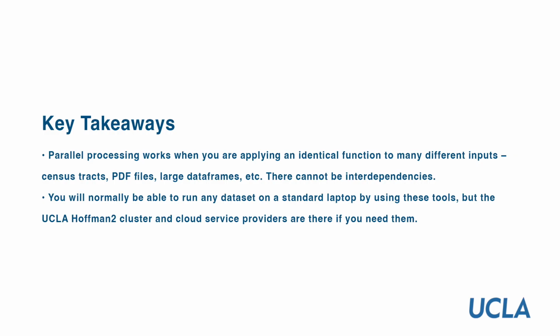The takeaways that I'll leave you with. Parallel processing works when you're applying an identical function to many different inputs. For example, census tracts. You want to run the same operation on every single census tract, or the same operation on every PDF file, or another large pandas data frame. There cannot be interdependencies between your jobs. Often you can run these on a standard laptop, but if you need them, perhaps that's a time to scale up to cloud service providers or cluster computers.